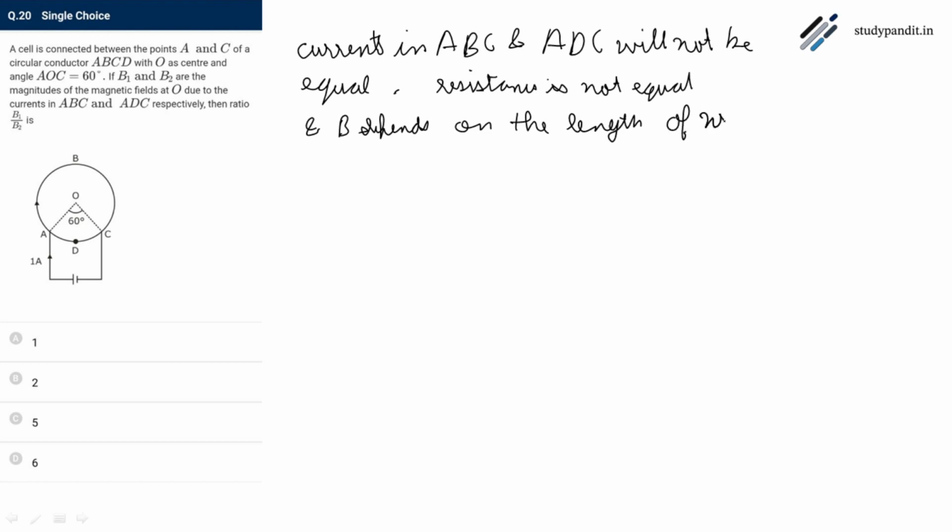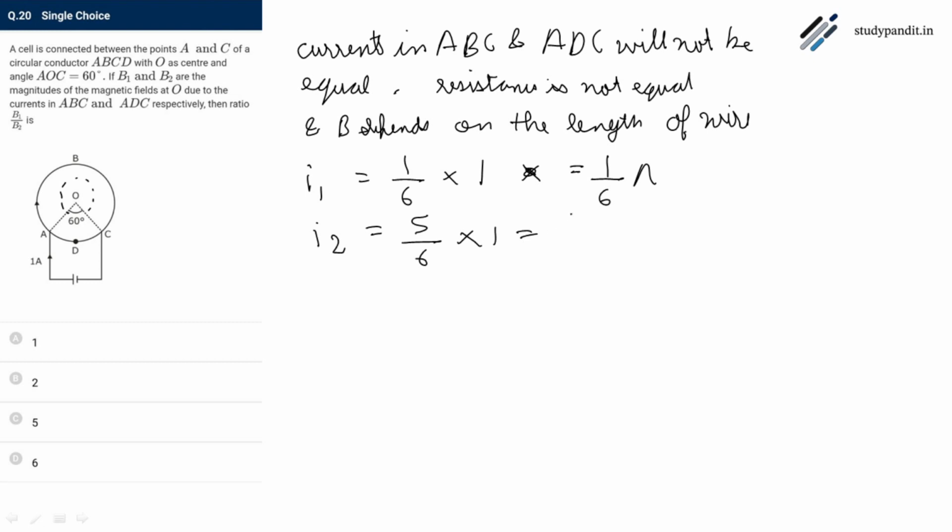of wire. So I1, the current in ABC, will be equal to 1 by 6 into 1, equals 1 by 6 ampere. Why 1 by 6? Because this whole thing is divided into 1 by 6 and 5 by 6 ratio. So what will be I2, the ADC current? 5 by 6 into 1 equals 5 by 6 ampere.